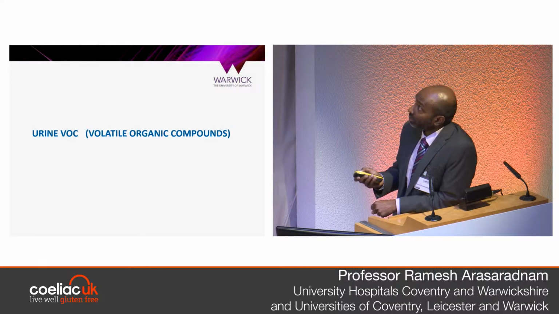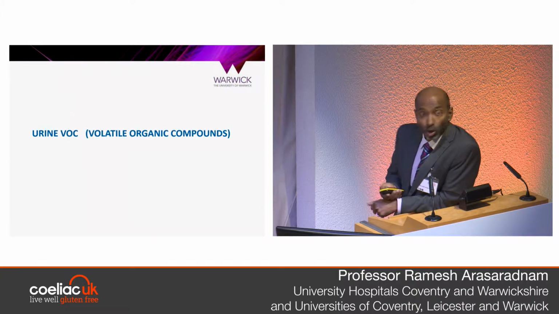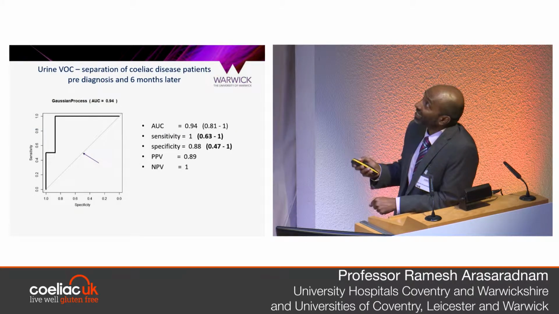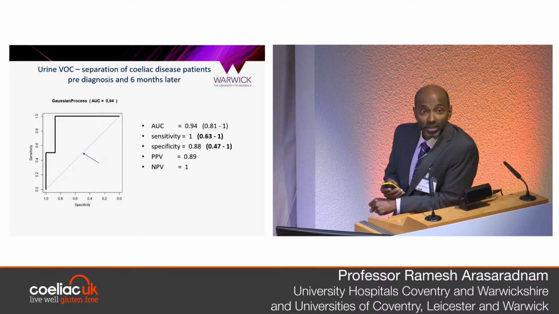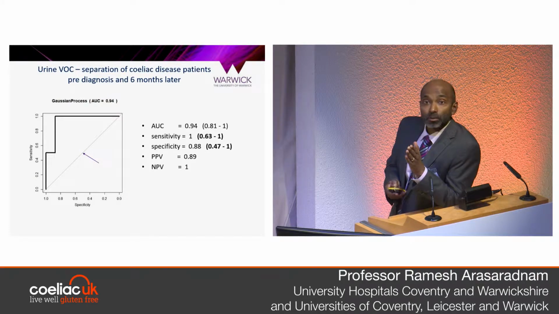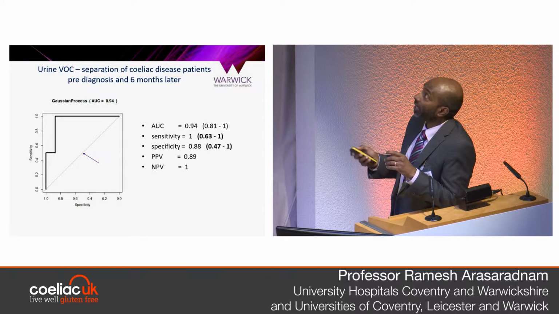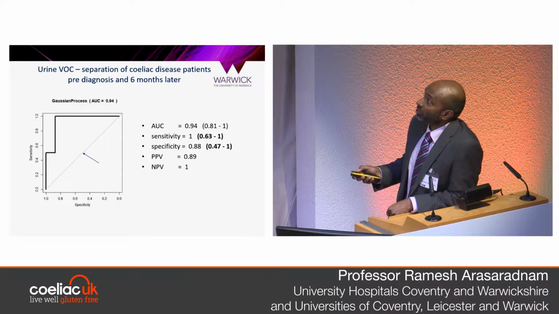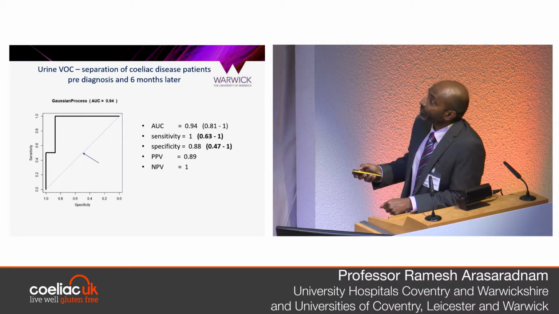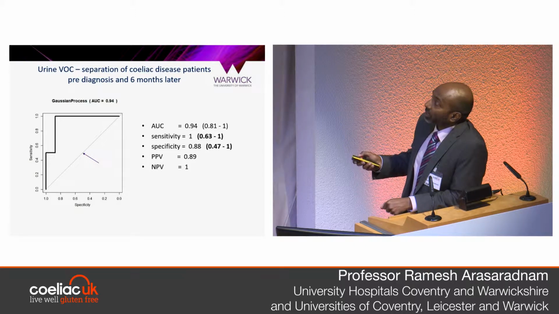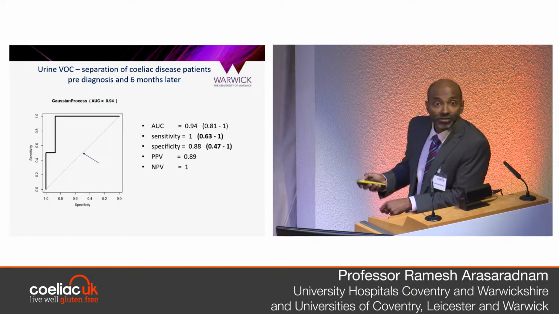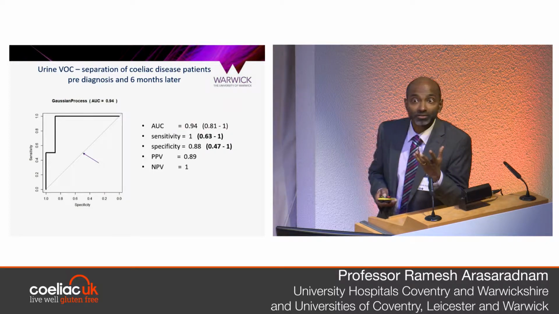So the next step was really to look at the urine volatile compounds and see if there are any differences in the 2 groups. What we did here was to see if there's evidence of separation of these patients with celiac disease at the time of newly diagnosed, and then at 6 months later, following introduction of a gluten-free diet. This is what's known as the receiver operating curve. The diagonal line here, which I've pointed to with lilac arrows, shows a line of no difference. So in effect, if this curve goes closer to this line of no difference, the observation that you see is no different to chance.